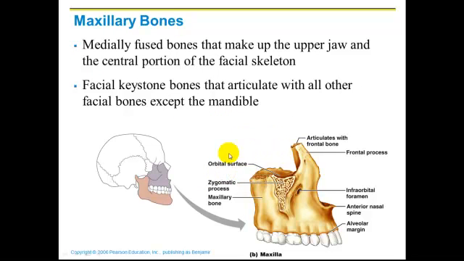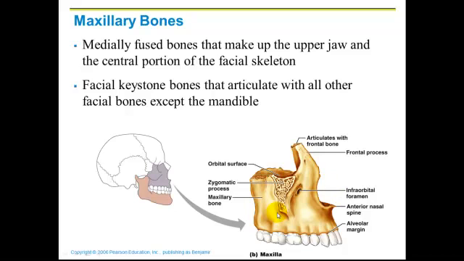Forming the upper jaw, we have the maxilla. The maxilla is paired, so we have a left and a right. The maxilla forms, of course, the upper portion of the jaw. We once again see the alveolar margin where the teeth sit. At the very base of the nose, we have the anterior nasal spine, and this will serve as an anchor point for the nasal cartilage or the septal cartilage that forms the soft cartilaginous part of the nose.